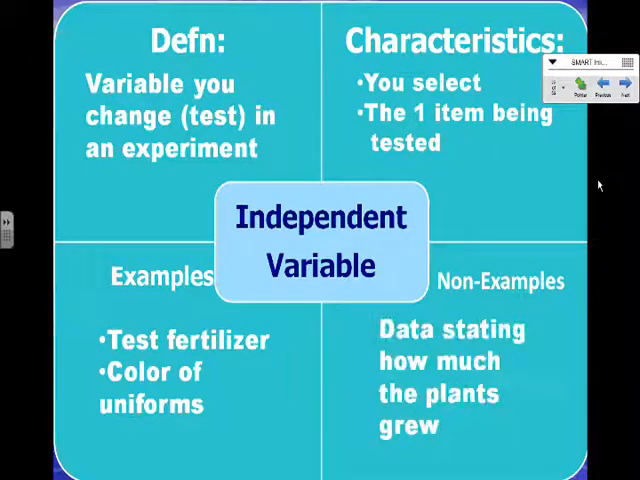And some non-examples: the data you collect. The data you collect is not the independent variable. So stating how much the plant grew or how tall the plant grew is not the independent variable because that's a measurement, it's not tangible.